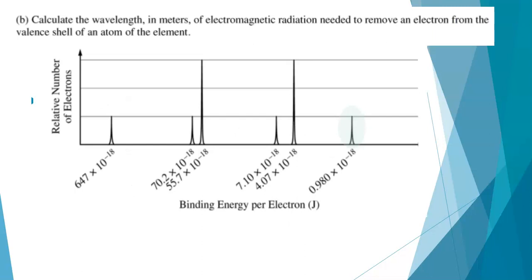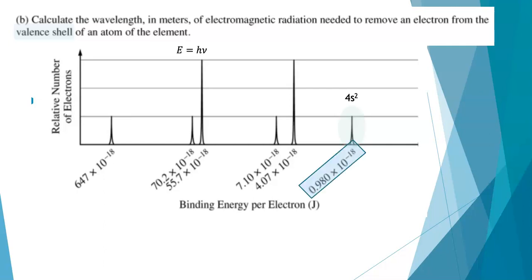Calculate the wavelength in meters of electromagnetic radiation needed to remove an electron from the valence shell of an atom of the element. Well, valence shell means the outermost energy level that's occupied, right? And for calcium, that would be our 4s sublevel, which is the peak that I highlighted here. And we know how much energy it takes to remove electrons from that energy level. We're given that information. And so now if we know an energy, we can calculate a wavelength.